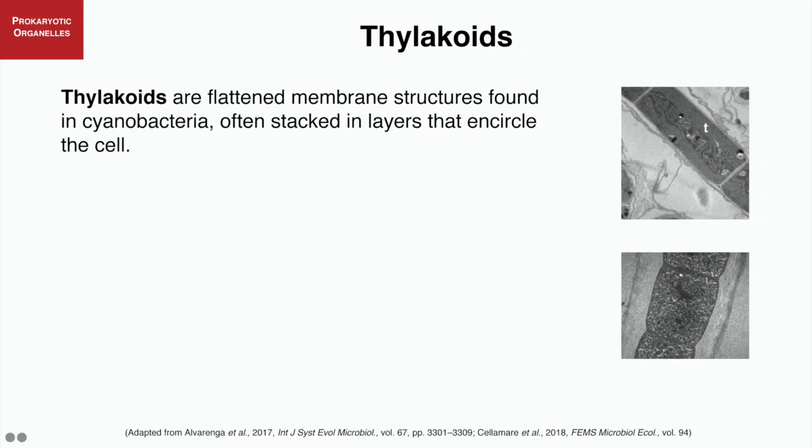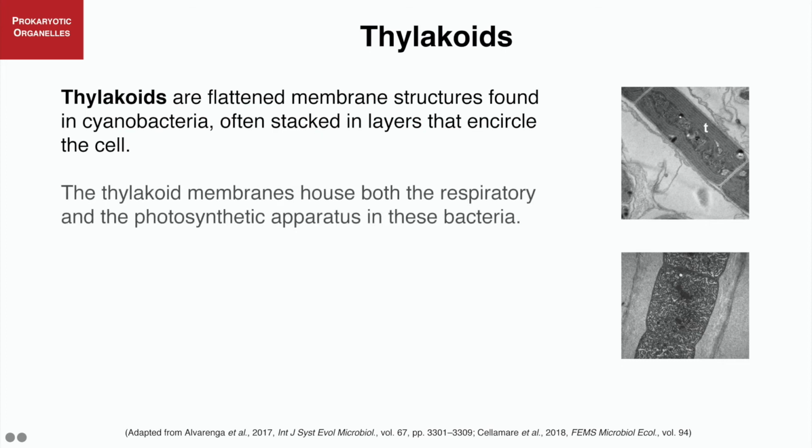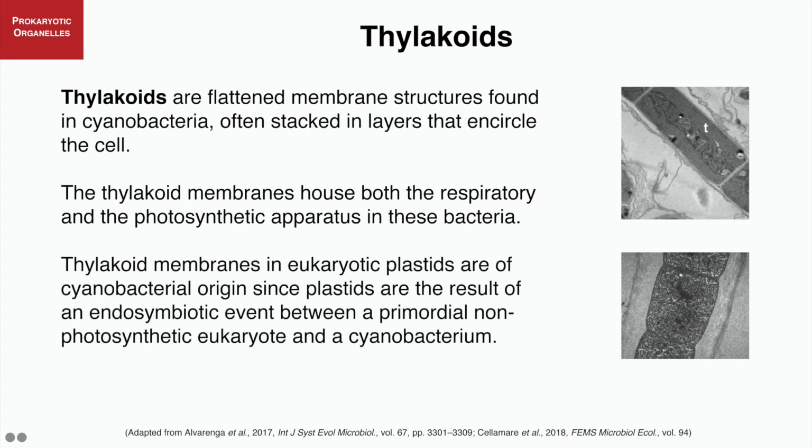Thylakoids are flattened membrane structures found in cyanobacteria, often stacked in layers that encircle the cell. The thylakoid membranes house both the respiratory and the photosynthetic apparatus in these bacteria. Thylakoid membranes in eukaryotic plastids are of cyanobacterial origin, since plastids are the result of an endosymbiotic event between a primordial non-photosynthetic eukaryote and a cyanobacterium.